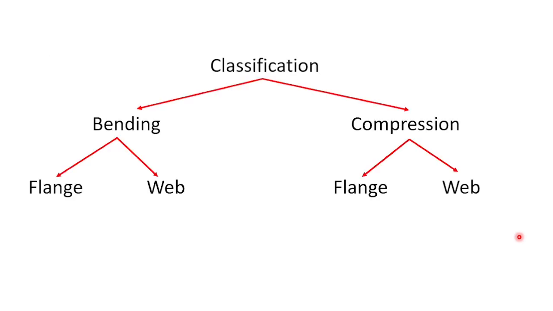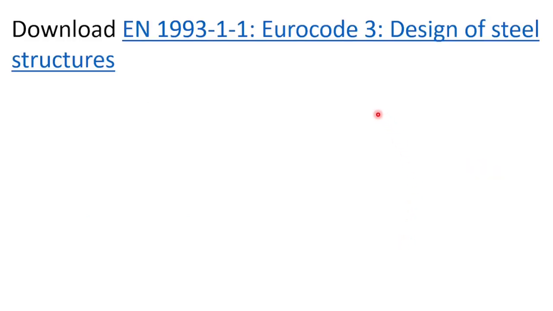We already checked bending for flange and bending for web, also compression for flange. In this video we will see how to check compression for web. For this calculation also we need the Eurocode 3 design of steel structures PDF. So please open that PDF and turn to page 42.